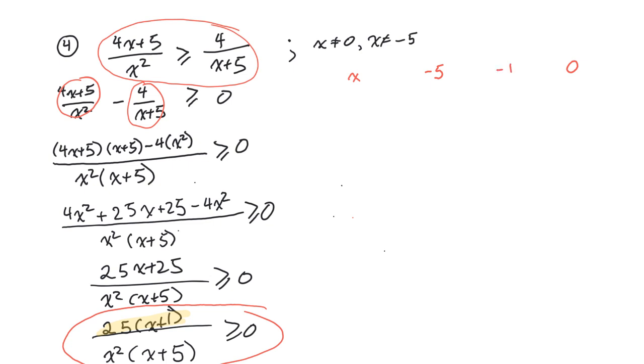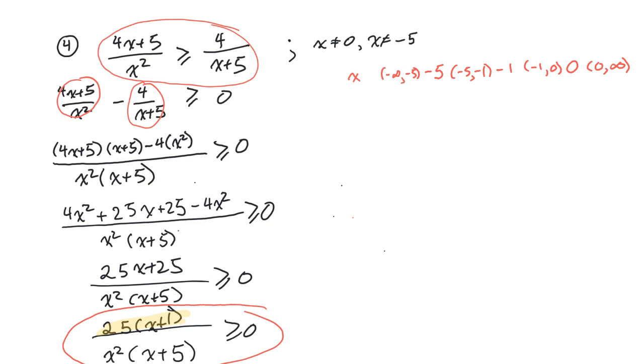So now let's fill out everything in between. So we have -infinity up to -5. Then we have -5 to -1. We also have -1 to 0 and 0 to positive infinity.